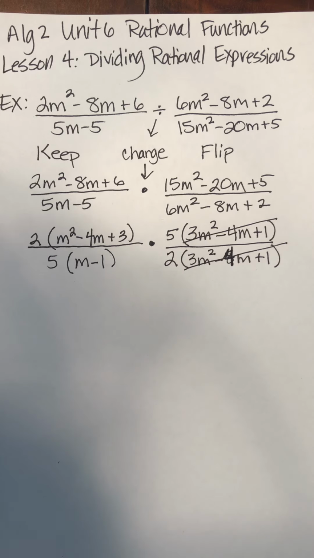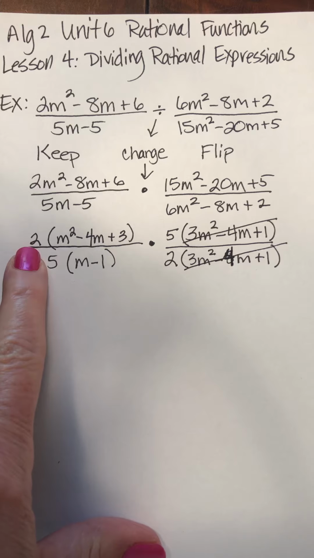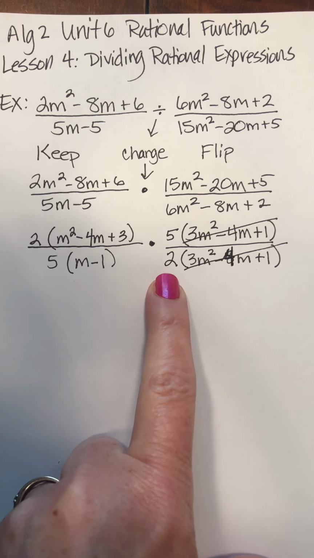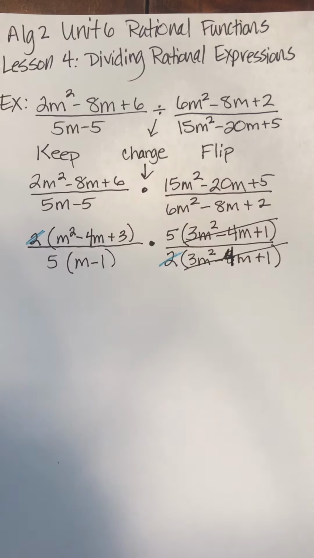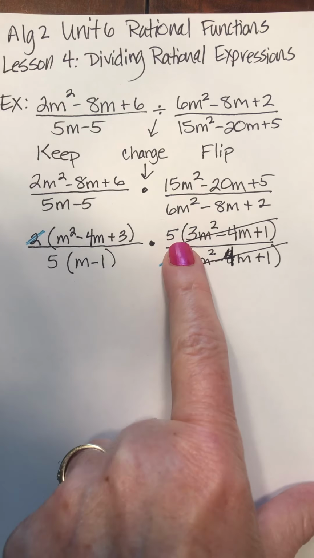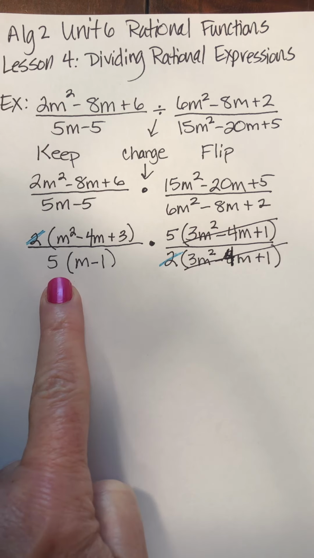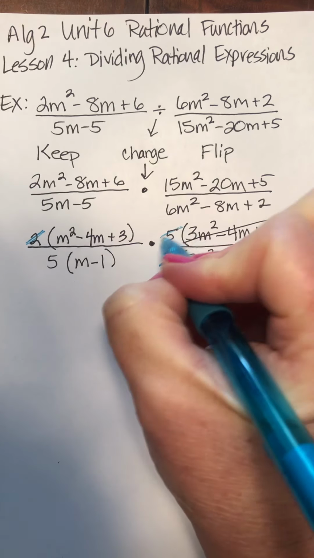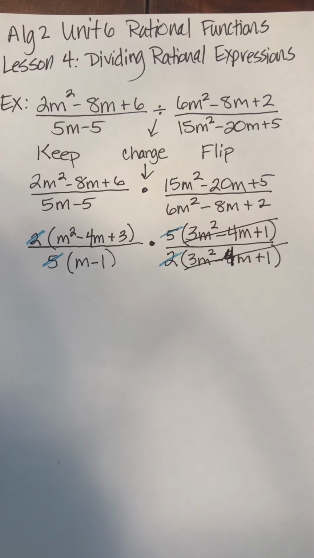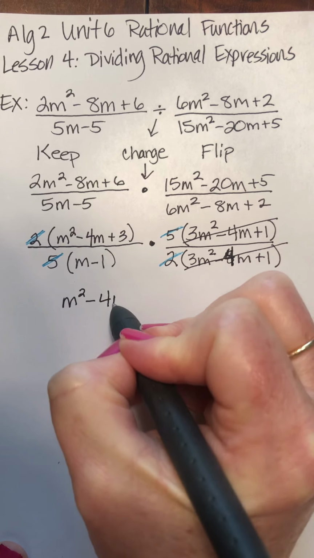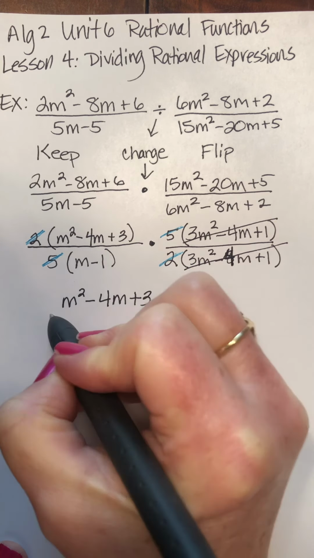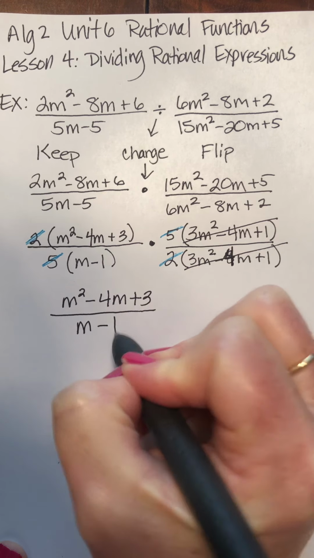Those are now gone. Now, in addition to that, we have a 2 in the numerator here that we also see in the denominator here. We could go ahead and cancel those out. And in the same sense, we have a 5 in the numerator here that we also have in the denominator here. So we could go ahead and cancel those out. Well, that takes a lot of your problem away. And so now what we have is m squared minus 4m plus 3 all over m minus 1.